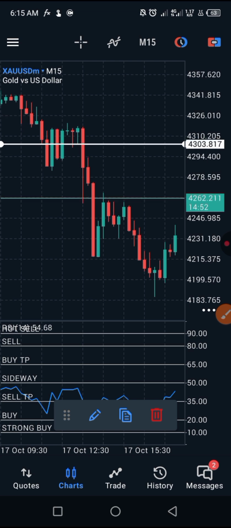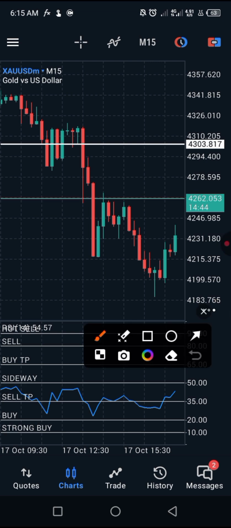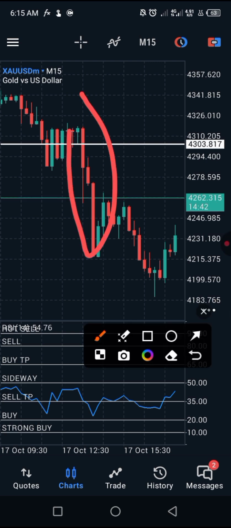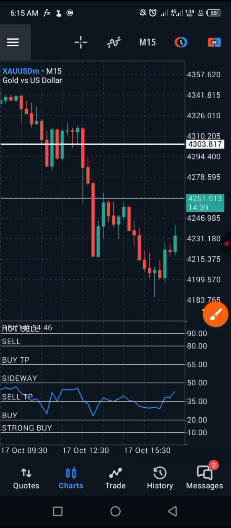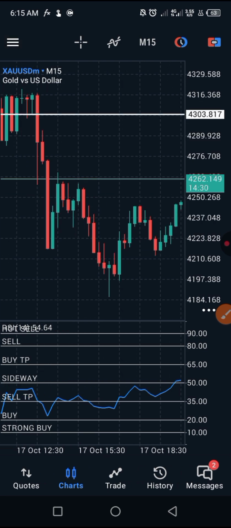So you can now write out the resistance. We have resistance at 43.03, based on the price movement that happened. If we look at this area, we find out that it's just red. Let's just look out for bearish engulfing or evening star.